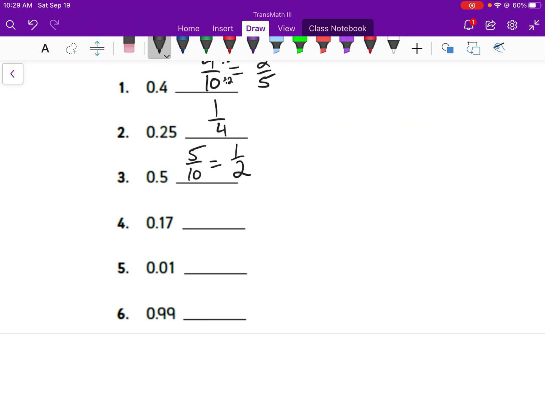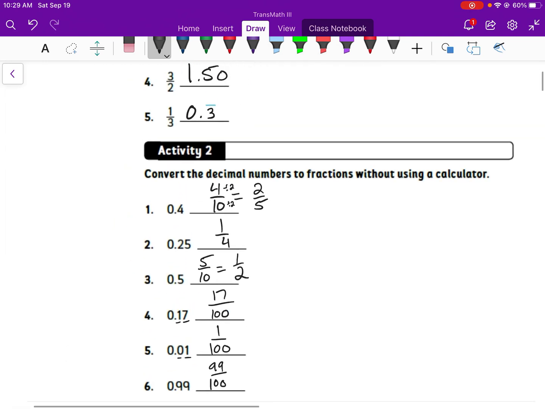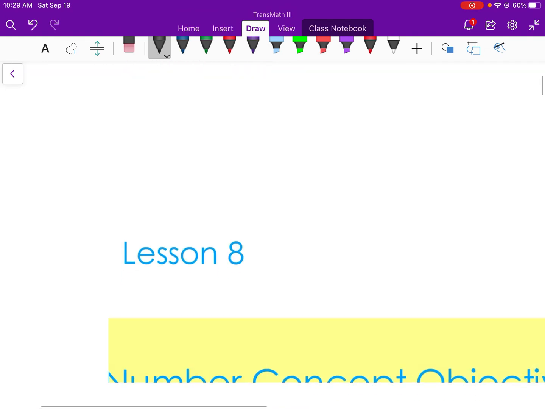So 0.17, 17 hundredths: tenths, hundredths, okay? So 100 is our denominator, and you see 17 after the decimal. And then again, tenths, hundredths are in the hundredths place, and you see 1, so 1/100th. And then finally here, 99 hundredths as well. All right, there's our skills maintenance.